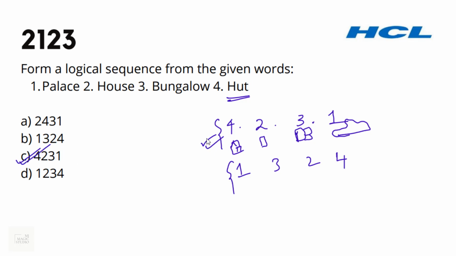Mostly, most of the time, we consider the ascending pattern, the logical sequence, whenever these kinds of tricky questions are there and both the options are available. Go in for the ascending order, small to big.